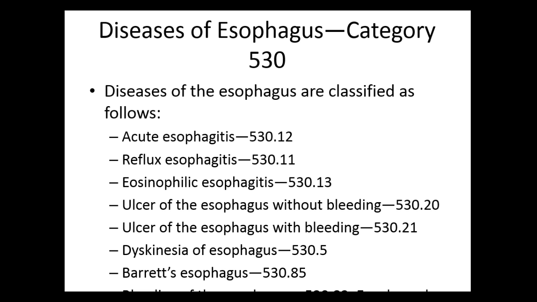When we look at category 530 for diseases of the esophagus, you'll see that it includes acute esophagitis, reflux esophagitis, ulcers of the esophagus without bleeding and with bleeding, dyskinesia of the esophagus. These are all important diagnoses for you to be aware of.